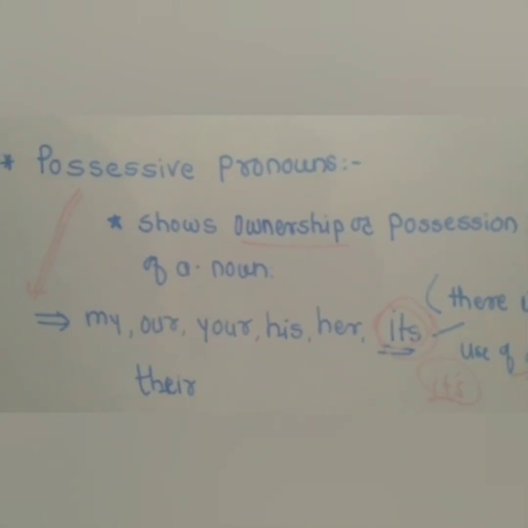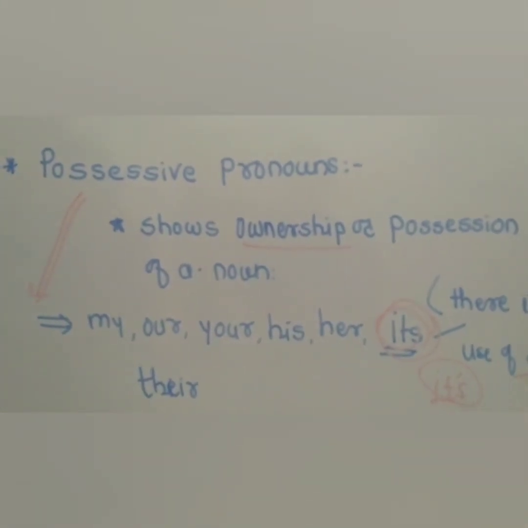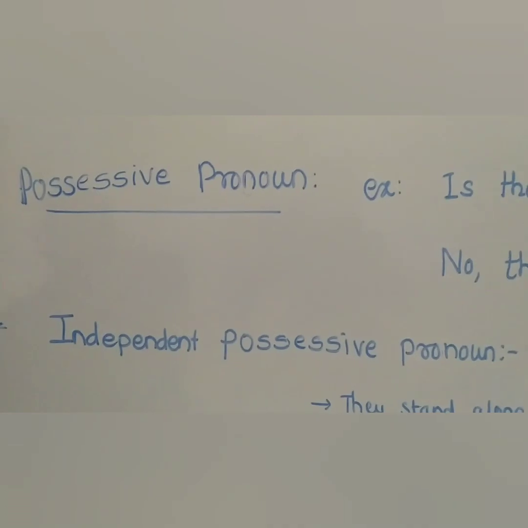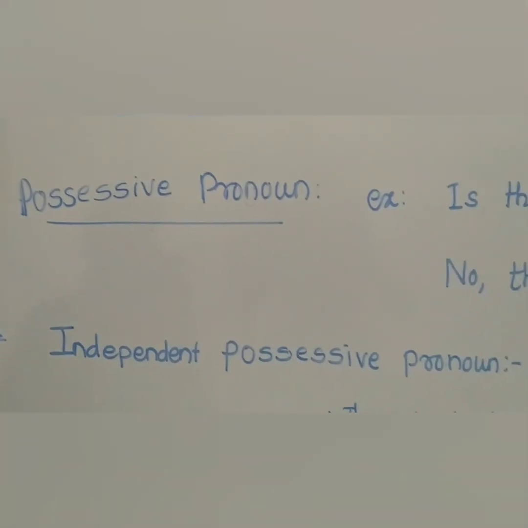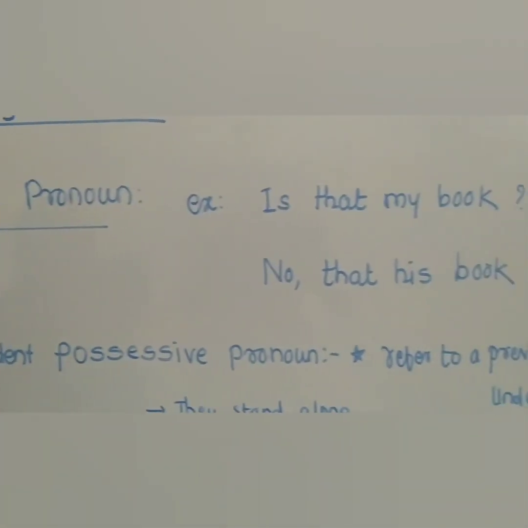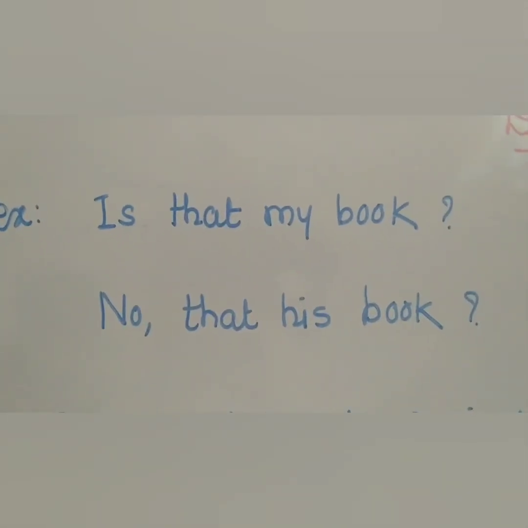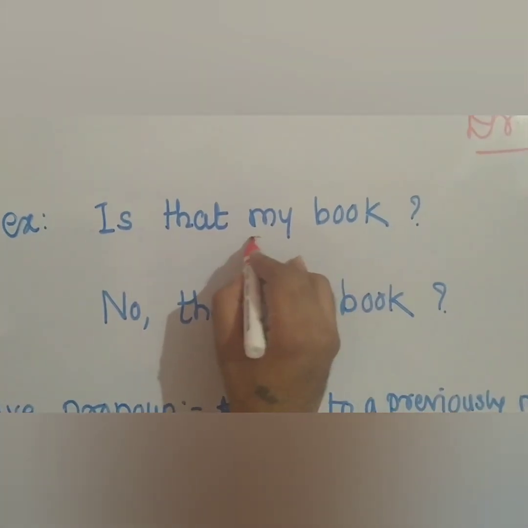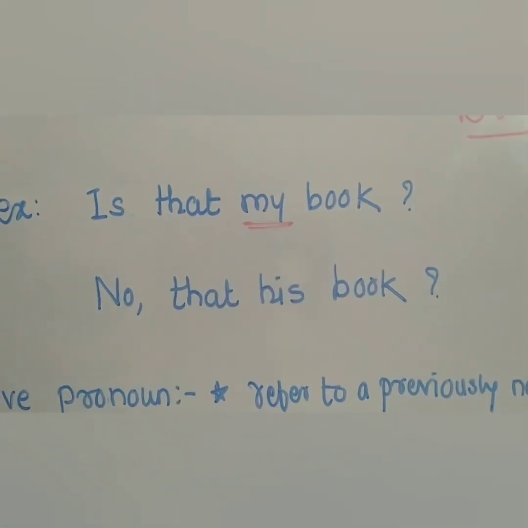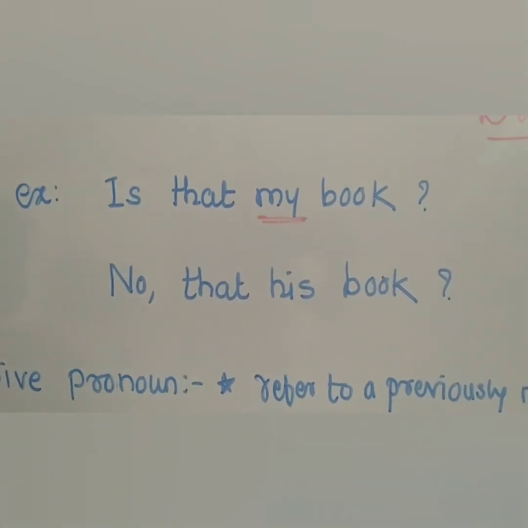So how do we use possessive pronouns? We can see the example. The example of possessive pronouns is: Is that my book? In this sentence, the possessive pronoun is my. So here my indicates a possessive pronoun.